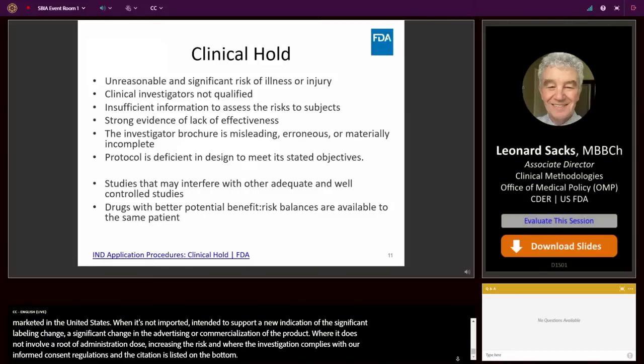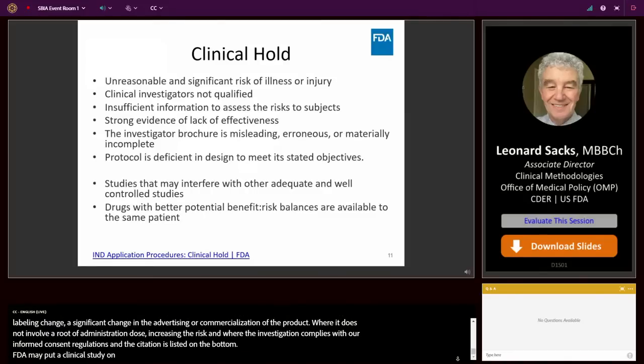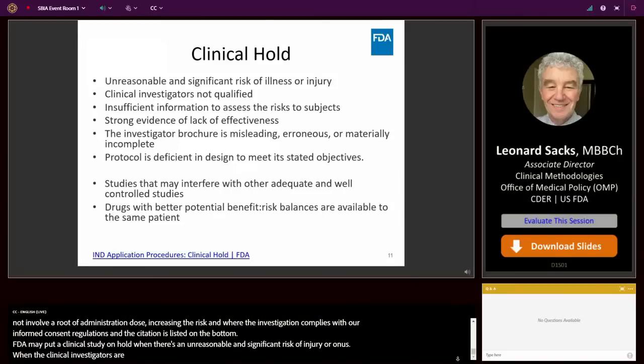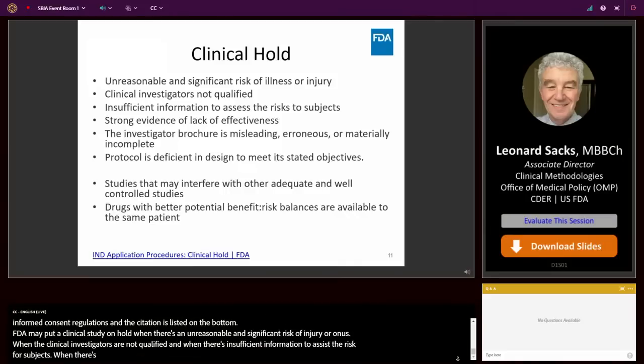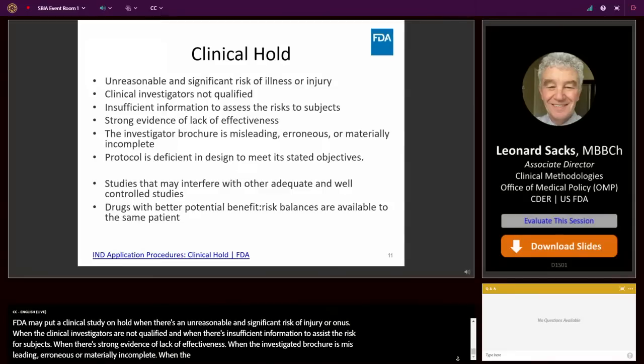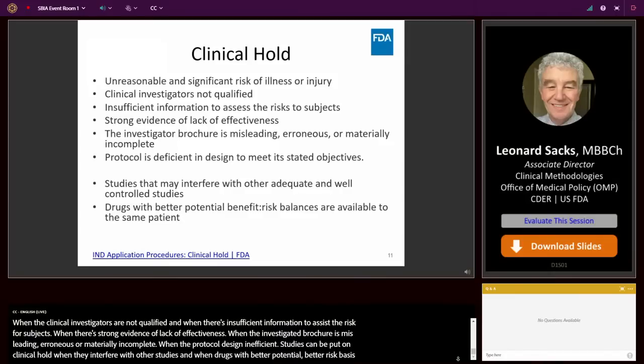FDA may put a clinical study on hold when there's an unreasonable and significant risk of injury or illness, when the clinical investigators are not qualified, when there's insufficient information to assess the risks to subjects, when there's strong evidence of lack of effectiveness, when the investigator's brochure is misleading, erroneous, or materially incomplete, when the protocol design is deficient to meet its stated objectives. Studies can also be put on clinical hold when they interfere with other adequate and well-controlled studies, and when drugs with better potential benefit-risk balances are available to the same patients.